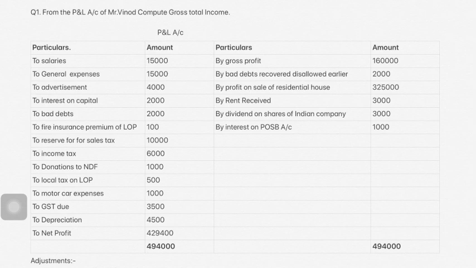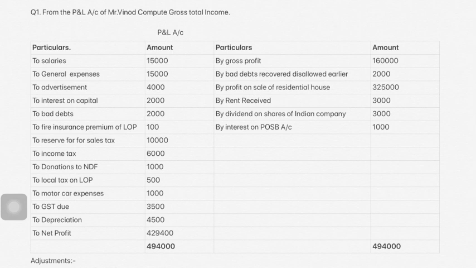By rent received 3,000. By rent received means it is income from house property. Okay, again another head. So this 3,000 will come in another head. It should not come under income from business. Right? So this 3,000 also you will remove the effect. So to remove the effect, what you will do? You will subtract. Correct? Next, by dividend on shares of Indian company 3,000. Dividend on shares of Indian company is exempt. Correct? So on this 3,000 you are not supposed to pay tax. So again this 3,000 you will subtract.